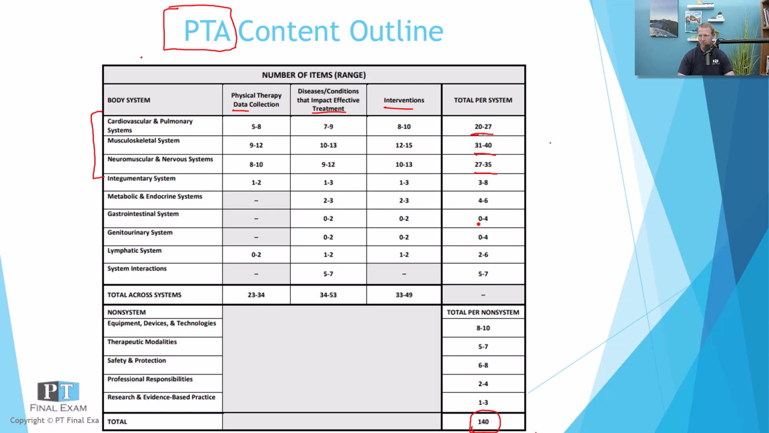These are always my favorite body system areas. 0 to 4 questions in gastrointestinal. So isn't that great? It could be 0 or it could be 4. So not a robust knowledge required here, but just a cursory knowledge of a variety of topics in, say, the gastrointestinal, genitourinary system, and same for lymphatic and system interactions.